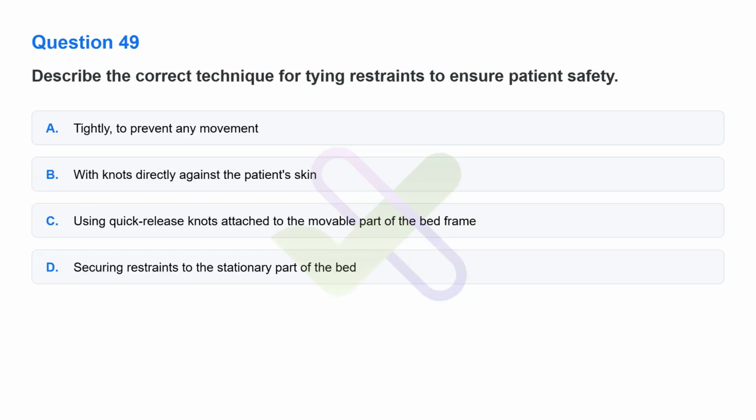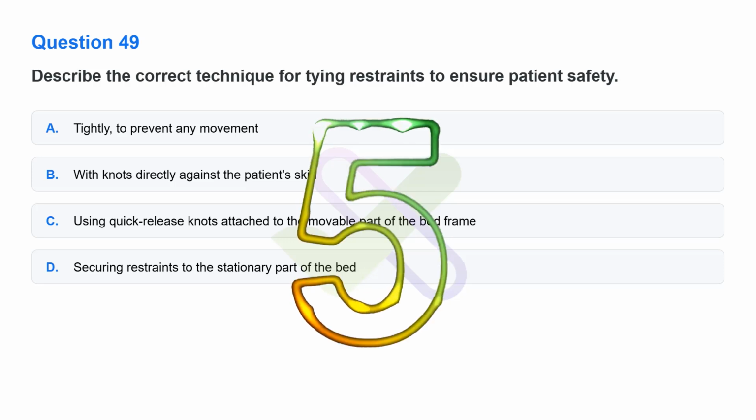Describe the correct technique for tying restraints to ensure patient safety. A. Tightly, to prevent any movement. B. With knots directly against the patient's skin. C. Using quick-release knots attached to the movable part of the bed frame. D. Securing restraints to the stationary part of the bed.